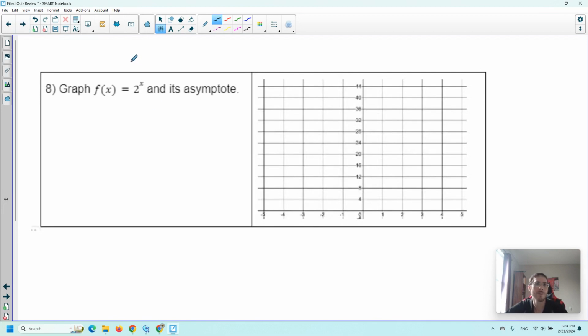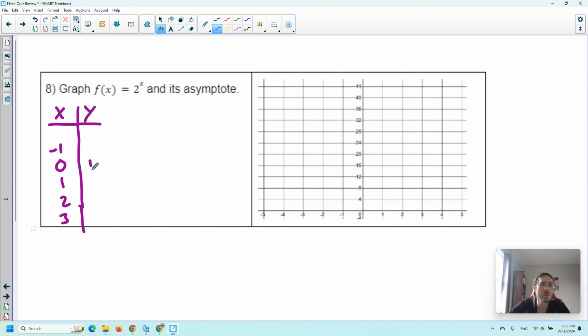For 8, graph f of x equals 2 to the x and its asymptote. So a couple ways we can choose to do it. If you want, you can make a little table. I think that's going to be kind of easy for this one. I've got x and y. So we can do 0, we can do -1 if we want, 1, 2, 3. Let's just get a couple points on here.